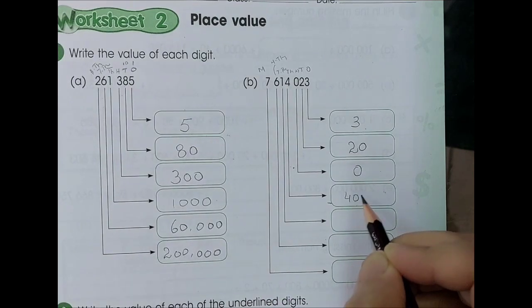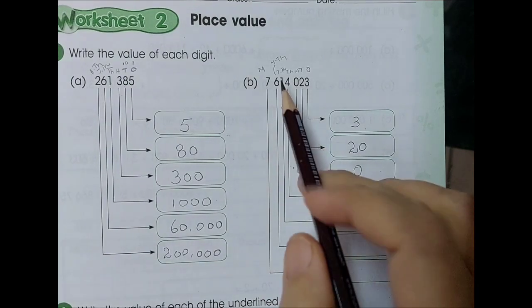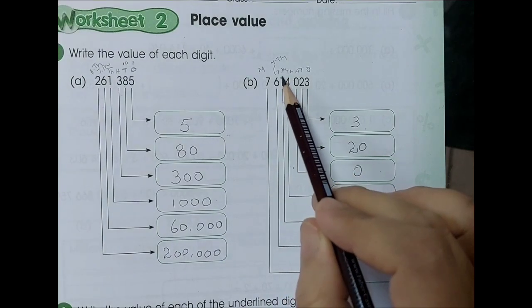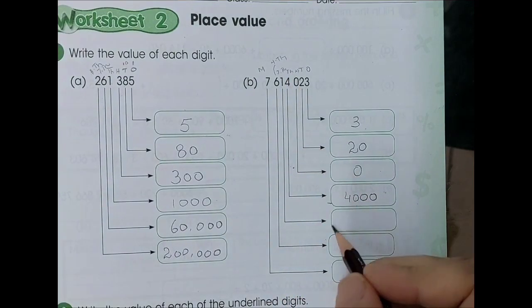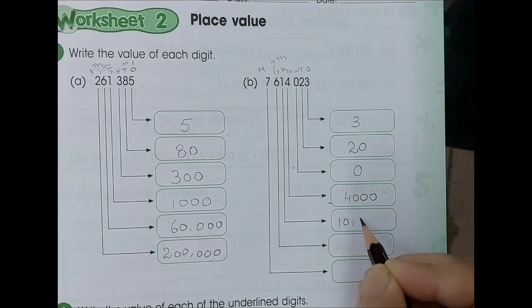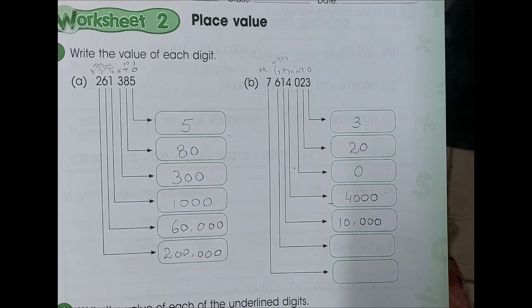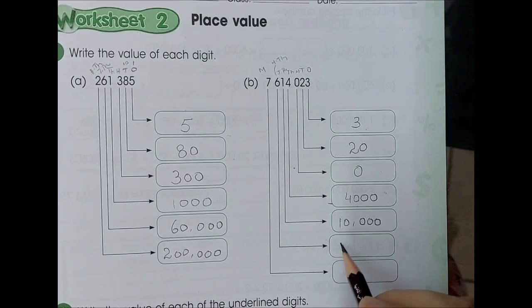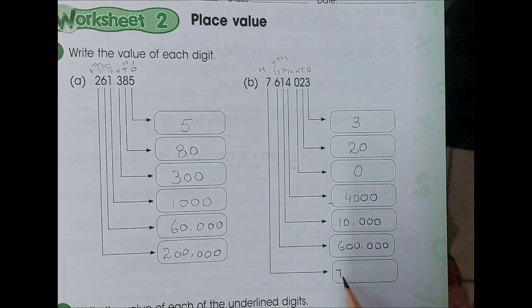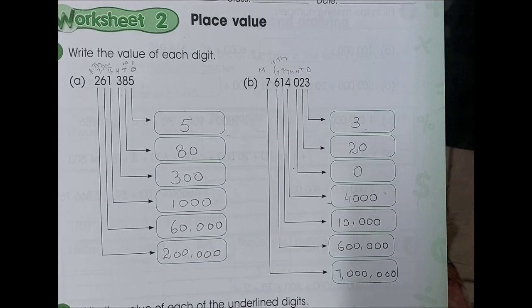Whatever you are speaking, you have to write. Okay, 1 is under 10,000, so it will become 10,000. Okay, 6 is under 100,000, so 6 will become 600,000. And 7 million, so you have to write 7 here and then 6 zeros will come here. Understand? Now move on to next question.